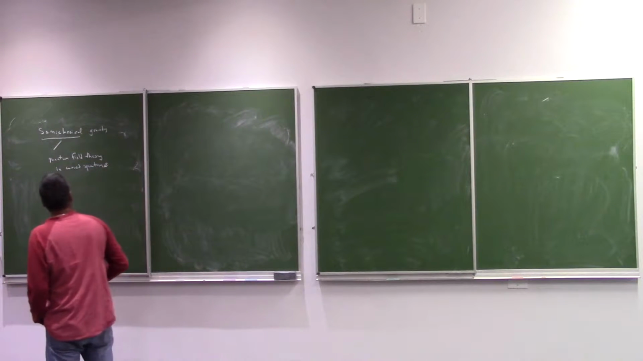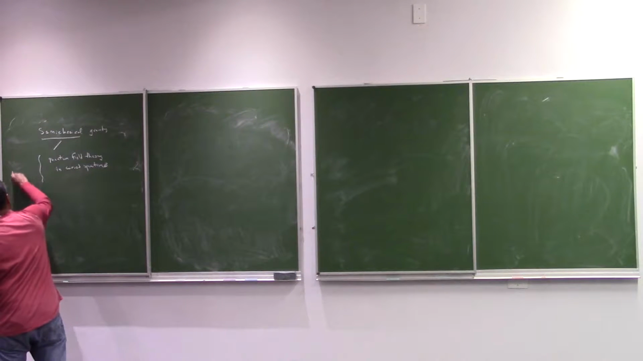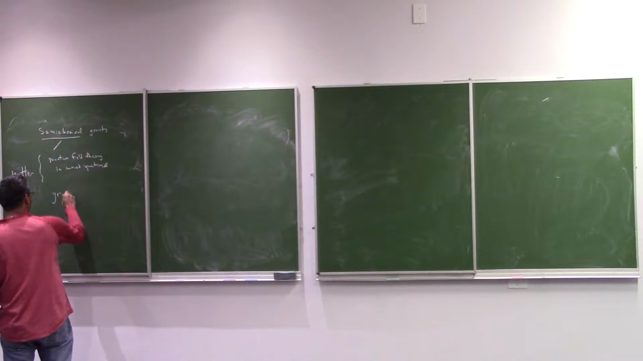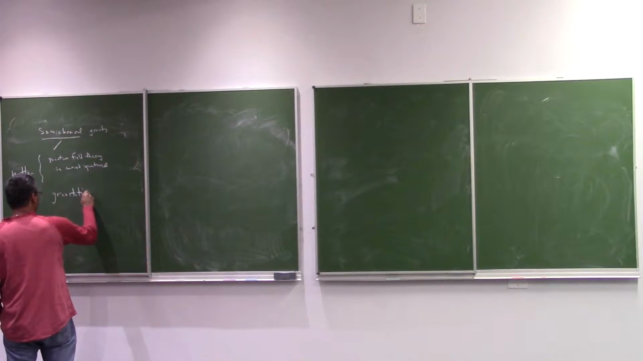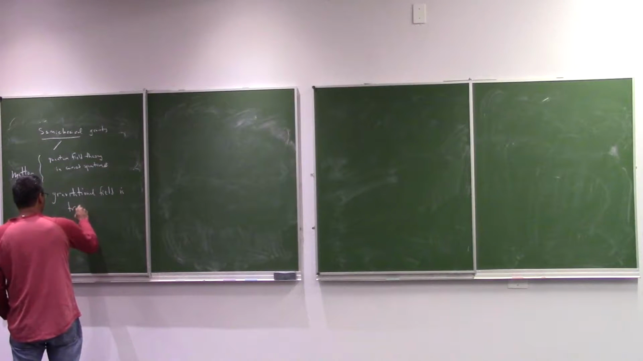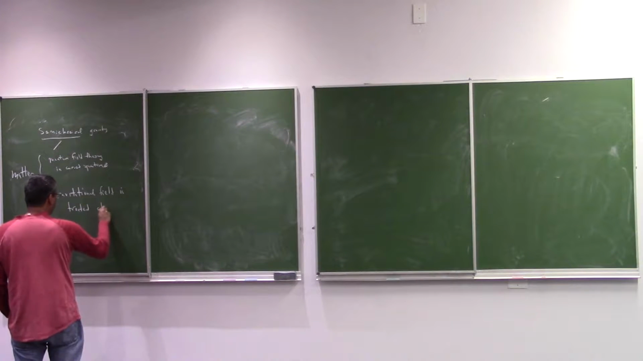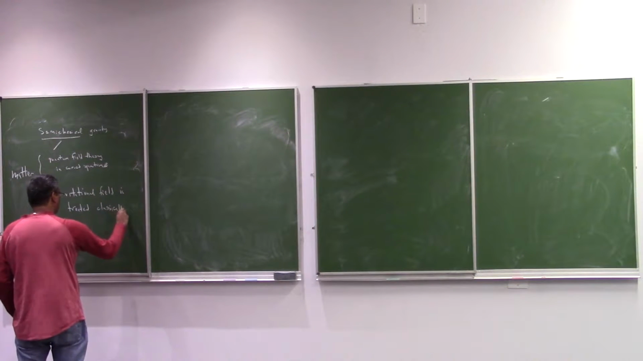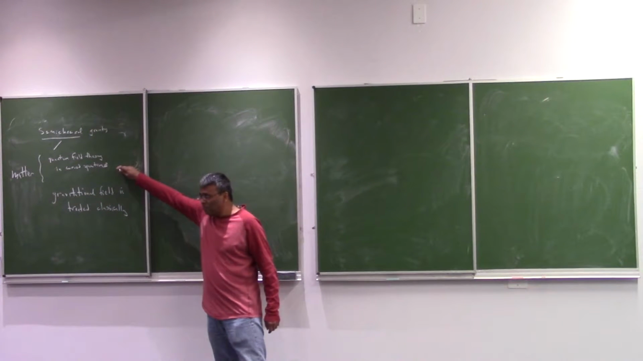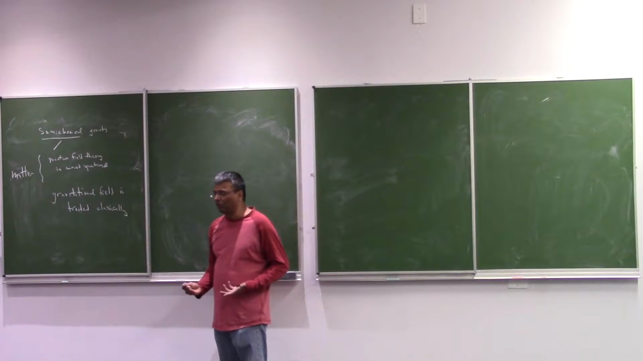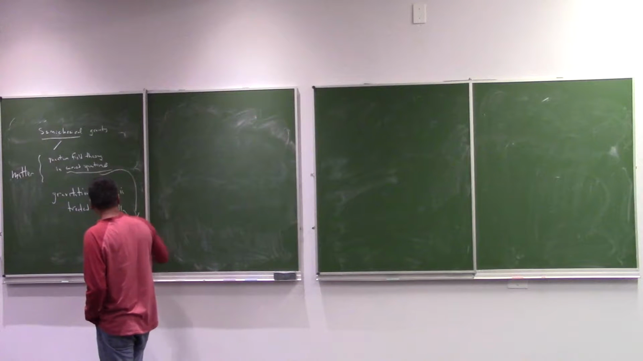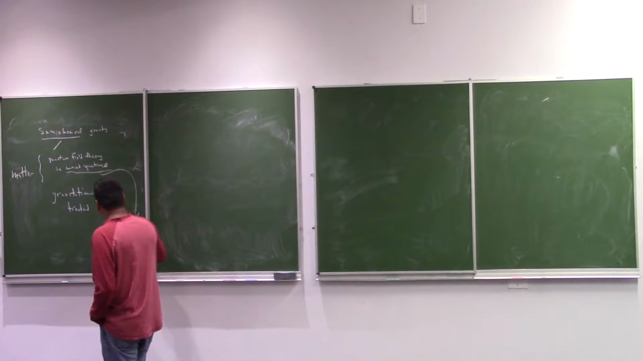This is the matter, but I'm treating the gravitational field classically. So part of my theory is quantum, the rest of my theory is classical. I'm using this curved space-time as a solution to Einstein's equations.